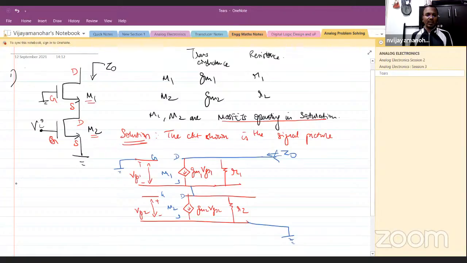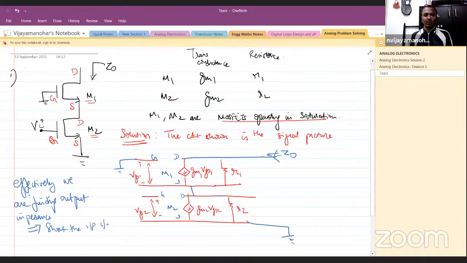So effectively we are finding output impedance. Whenever you are finding output impedance, what we should do: short the input if it is voltage, open the input if it is current. So here the input is a voltage, so I need to short this. This also I need to short. So now let us look at it.